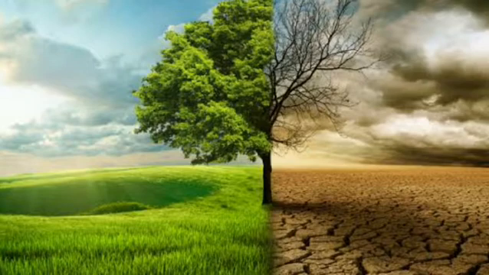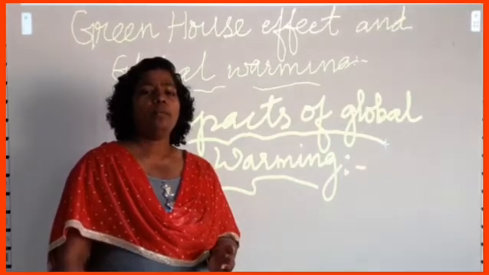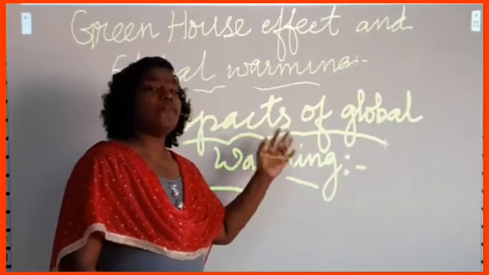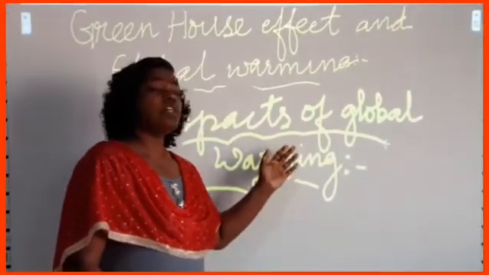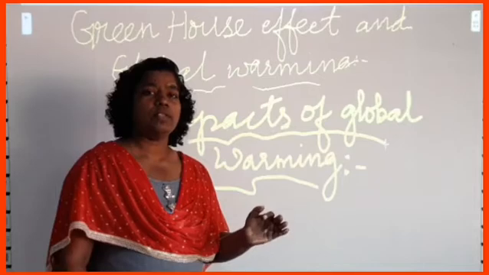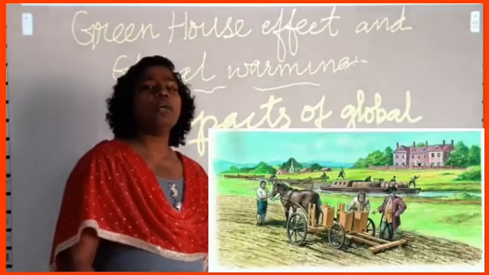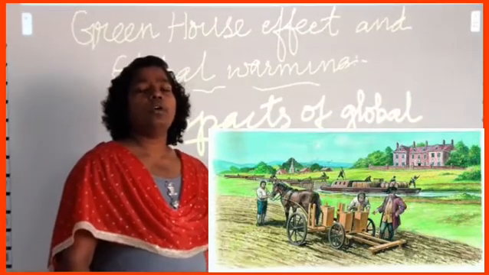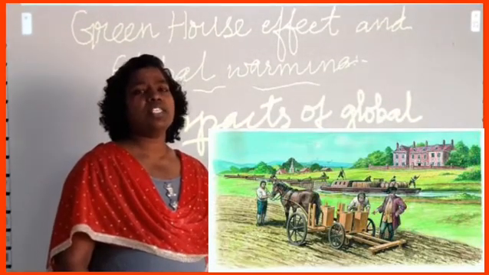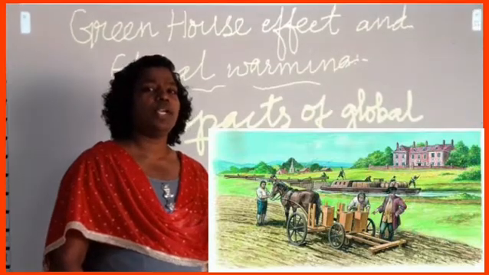Global warming will cause climate change. The climate condition will be changing because of global warming. If the climate changes, what happens? Climate change may affect agriculture mainly. If climate change affects agriculture, what happens? The farmers, or the people, cannot cultivate crops seasonally. Seasonal crops cannot be cultivated.